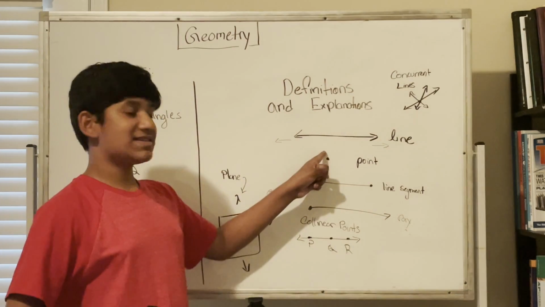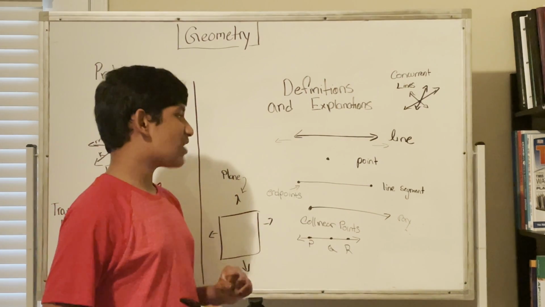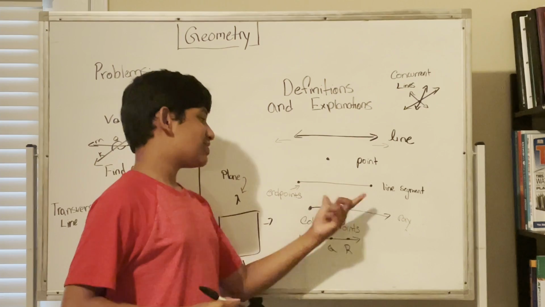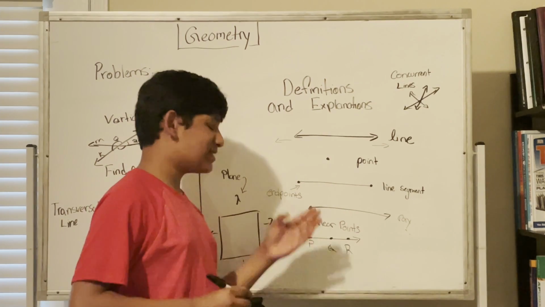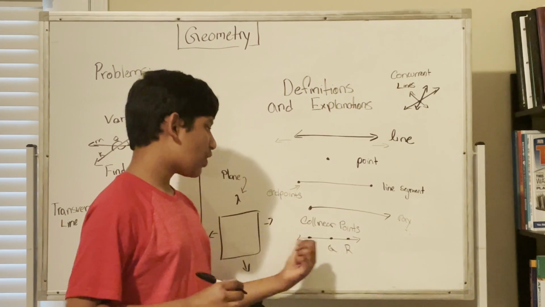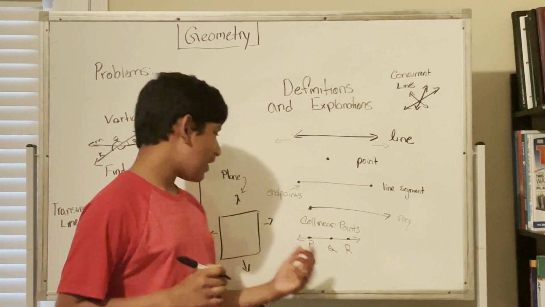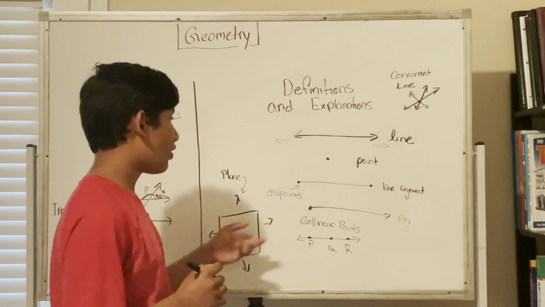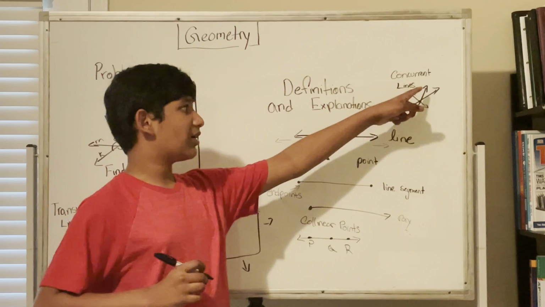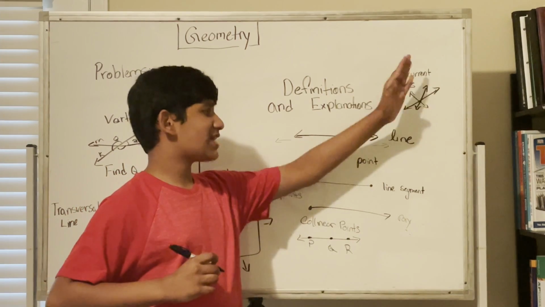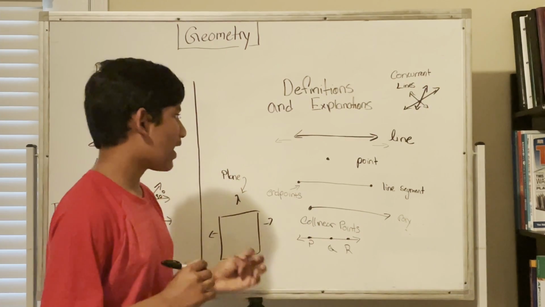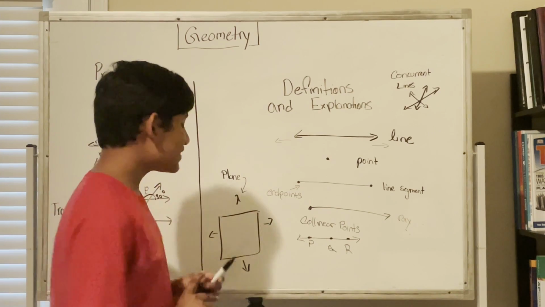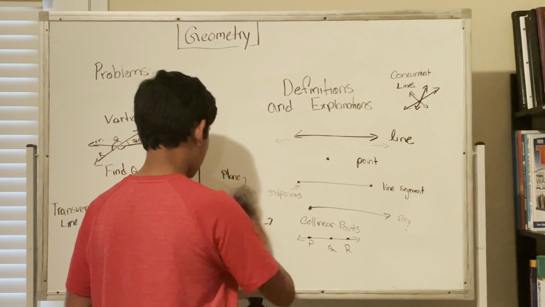So a line extends indefinitely in both directions. Point is a dot in space. A line segment has two endpoints. A ray extends indefinitely in one direction. Collinear points lie on the same line. A plane extends indefinitely in all of these directions, and concurrent lines essentially intersect at one specific point. Okay, so these are essentially the basic definitions that one must know for geometry.